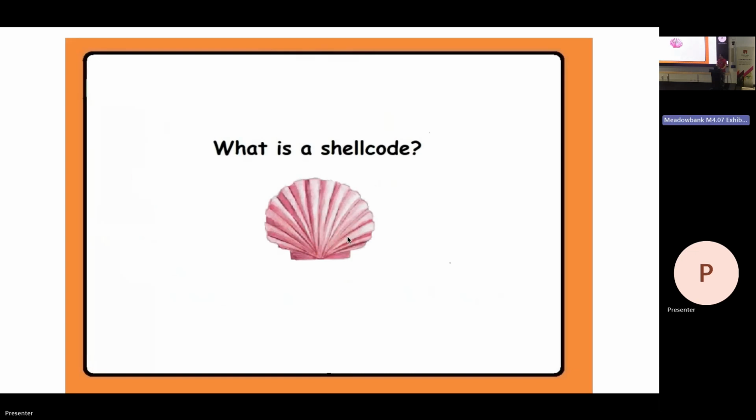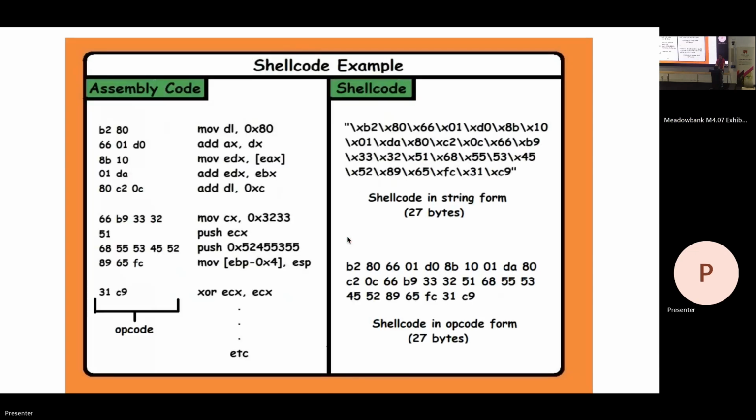So what is a shellcode? A shellcode is just a piece of assembly instructions that could be plugged into a vulnerable binary application. So these are the different shellcode forms, for example. On the left side we have the opcodes, and on this side, we have the actual assembly code.